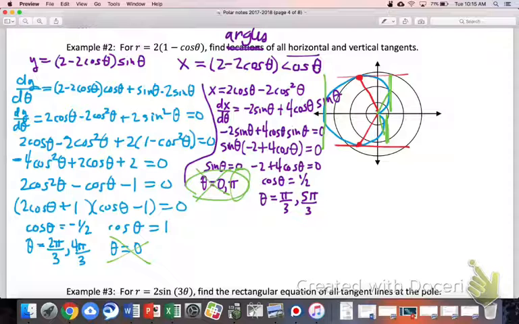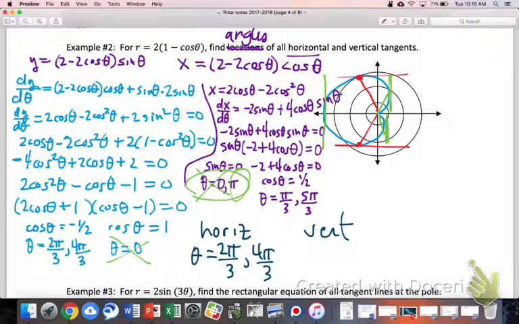So what we could do then is, based on our graph, based on our analysis, we could then draw our conclusion and say that we've got horizontal tangent lines at theta equals 2 pi over 3 and 4 pi over 3, vertical at theta equals pi over 3, 5 pi over 3. It's a doozy, isn't it?